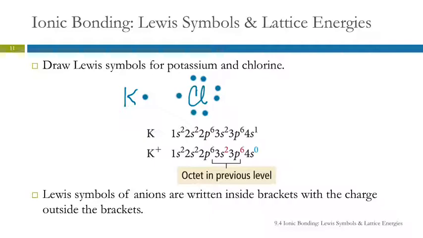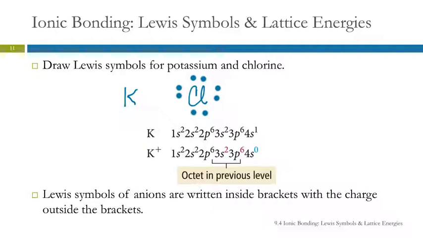So the octet rule says these guys are going to try to get 8 valence electrons. It's fairly easy to see how chlorine can satisfy that. Chlorine needs to get an extra electron, right? So chlorine says, hey potassium, can I have that electron? And potassium says, okay. So we take it off there and we put it on the chlorine. Ta-da, 8 valence electrons.